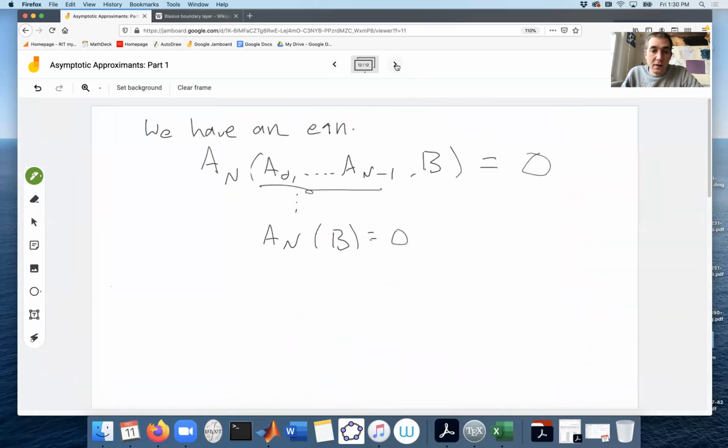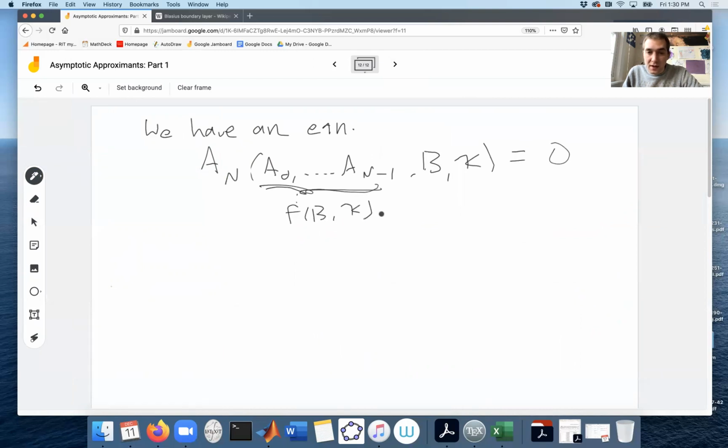And here's what you're going to end up with. You're going to end up with your capital A sub n equation, right? And actually, I'll just modify this a little bit. Because of the recursion relation, your capital A sub n is going to be a function of all the previous A sub n's, B and kappa, and we're setting this equal to 0, right? But all of these are functions of B and kappa. And so really you can just rewrite this as A sub n is a function of B and kappa equal to 0, and likewise A sub n minus 1 is a function of B and kappa equal to 0.